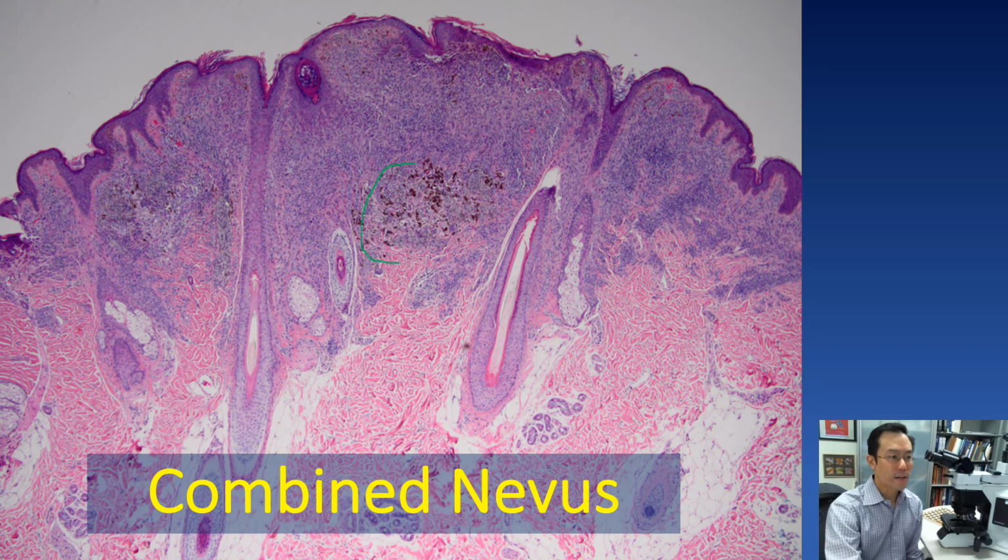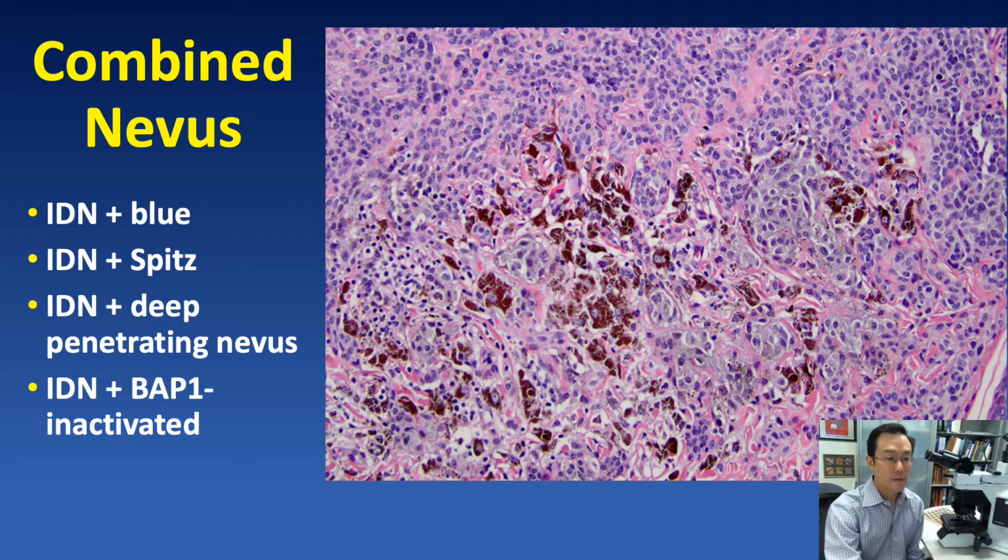Hopefully this is the area that caught your eye from low power, and as we'll see, this is a characteristic pattern of combined nevus, just a small focal area within a larger conventional congenital pattern nevus, with no evidence of melanoma in situ from scanning magnification. A variety of combinations are possible in combined melanocytic nevus, but there are certain characteristic combinations.